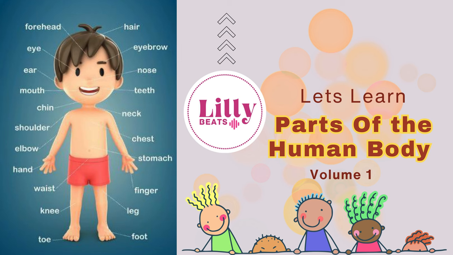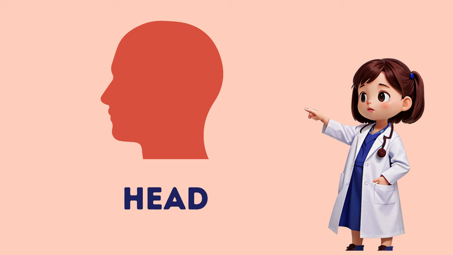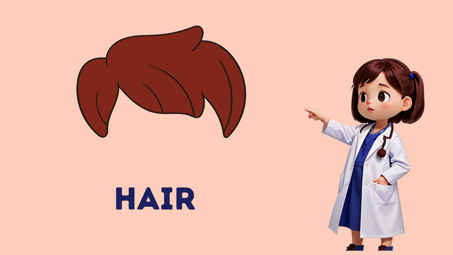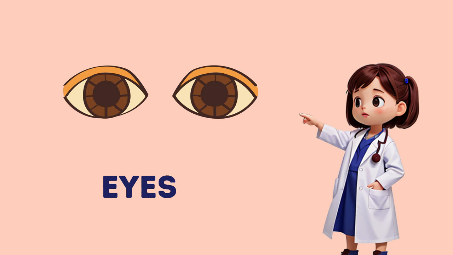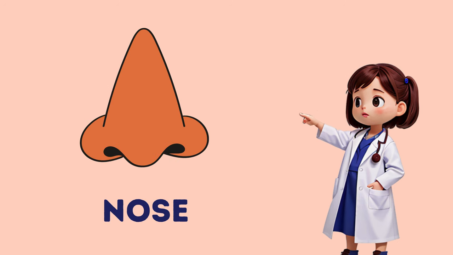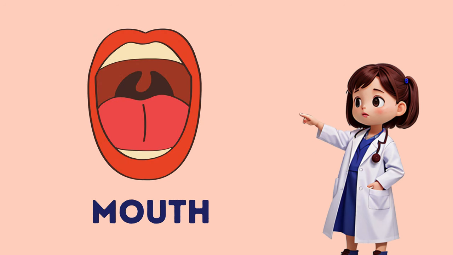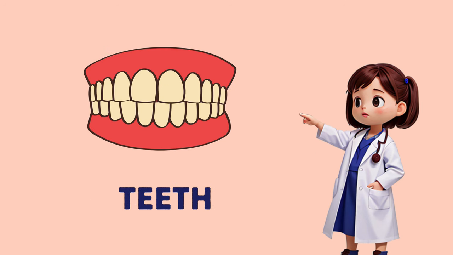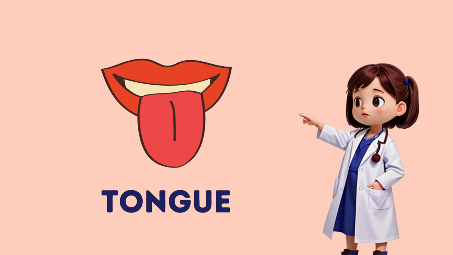Let's learn external human body parts now. What is this? Head. What is this? Hair. What is this? Eyes. What is this? Eyebrow. What is this? Nose. What is this? Mouth. What is this? Teeth.